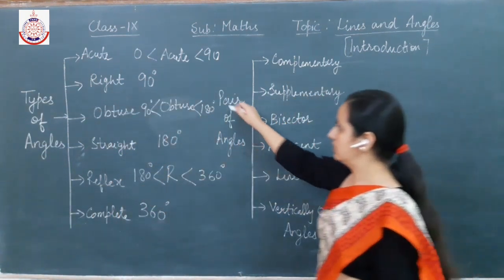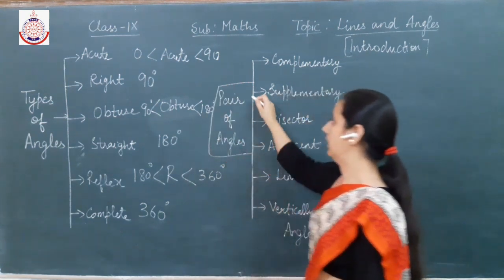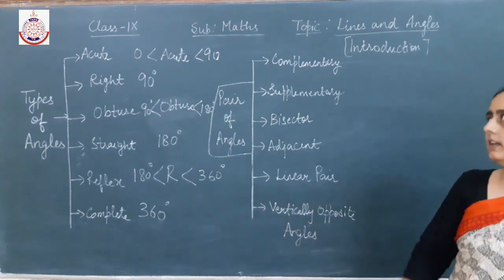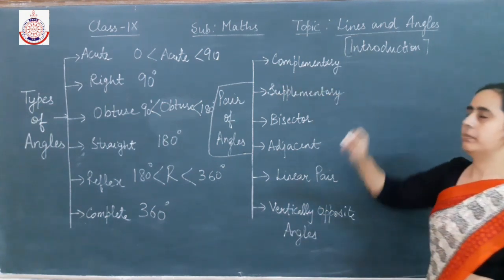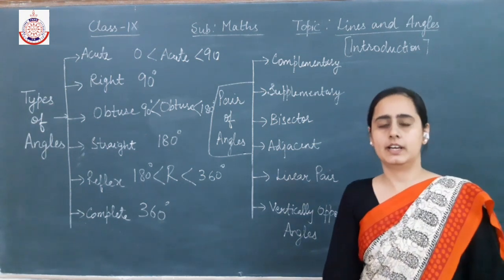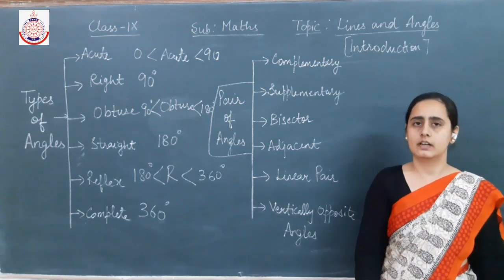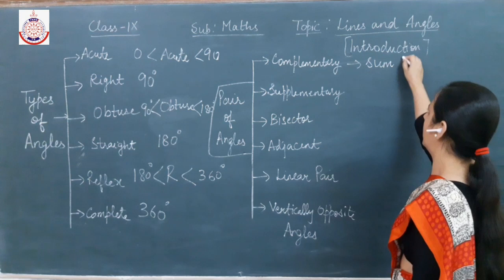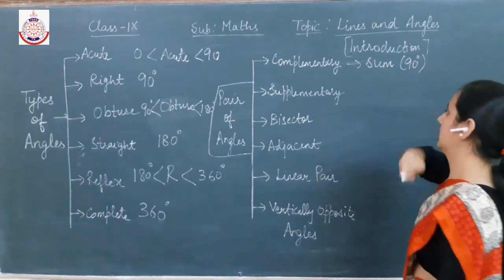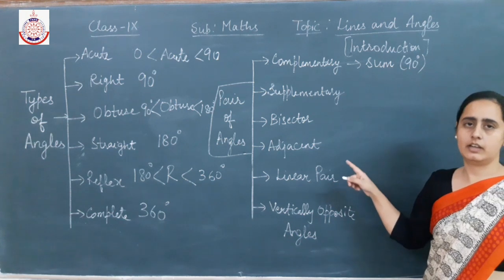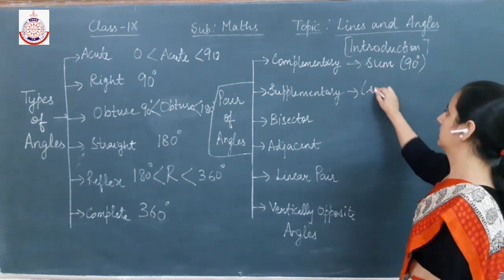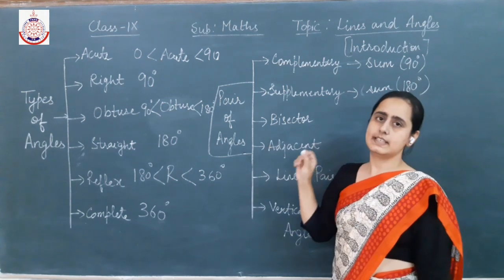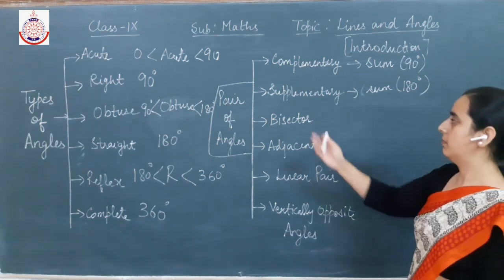Now next thing we are going to discuss is the pair of angles. When angles lie in pair, they have some special properties. Firstly, complementary: you must be knowing complementary angles are when the sum of two angles is 90 degrees. Similarly, we have supplementary angles where the sum of the angles is 180 degrees. Fine. Next we have the bisector. You must be aware of this term.